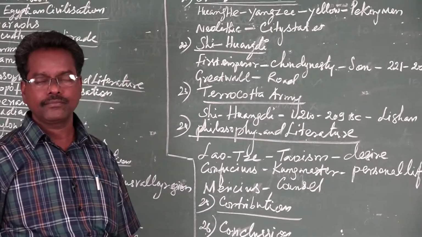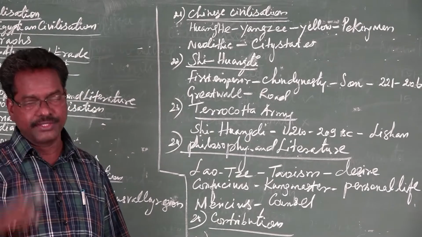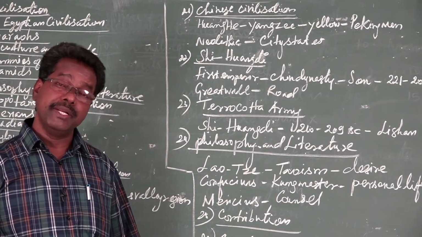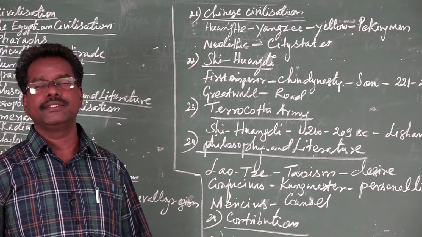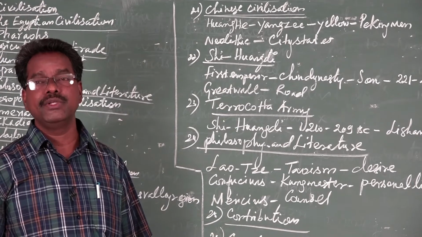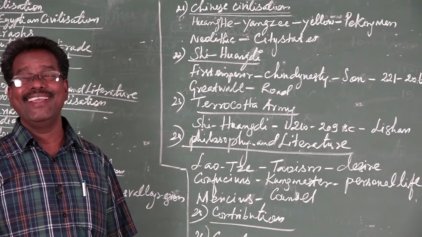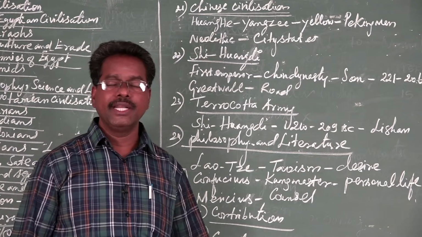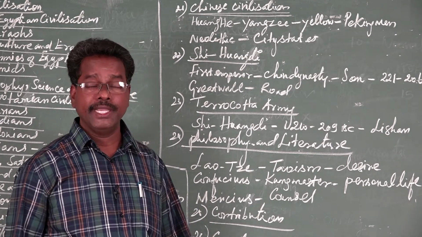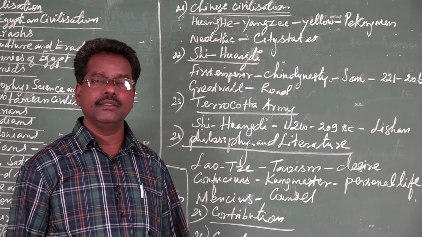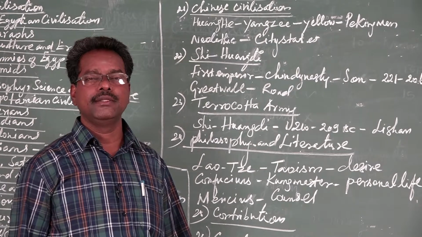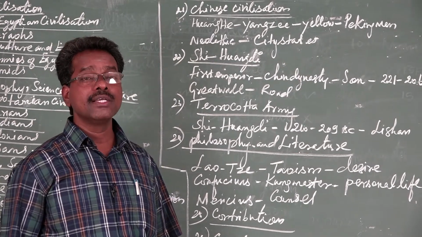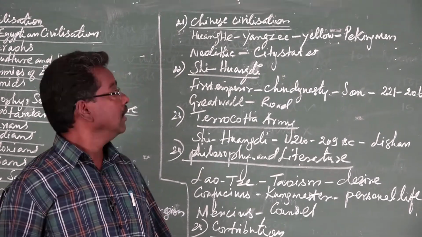China had 2 major rivers. China has many rivers. Among the rivers, China has only 2 major rivers. One is the Yangtze River and the other is the Yellow River.